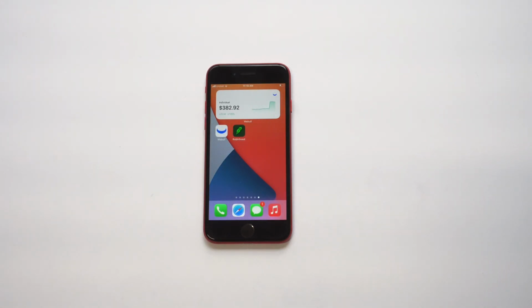I am going to put some more videos on Webull as the weeks and months go by, just to keep you updated with how I'm doing with it. But I do think it's a good investing app for stocks and cryptos.